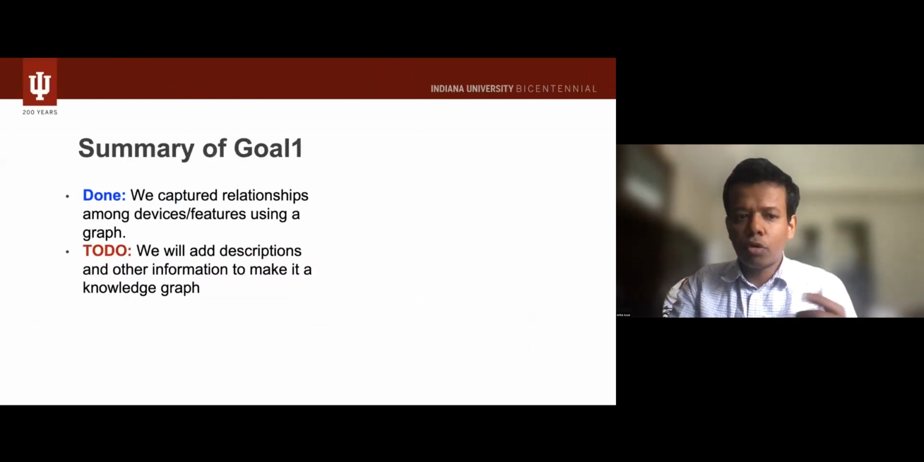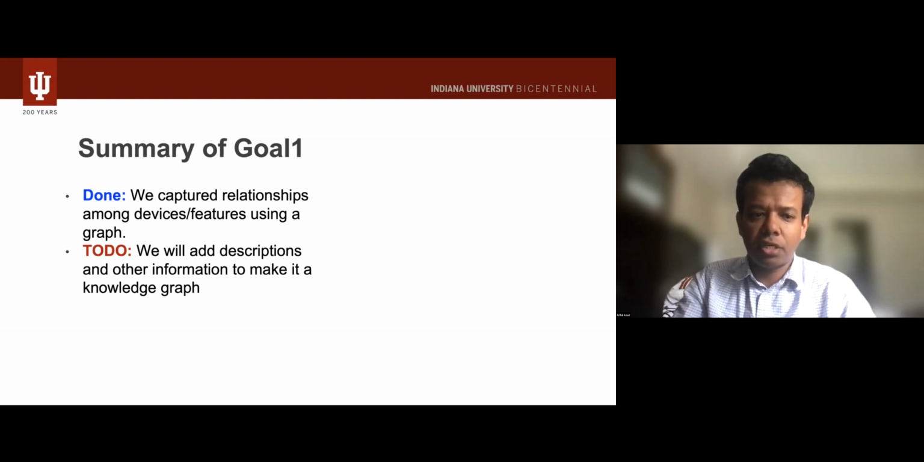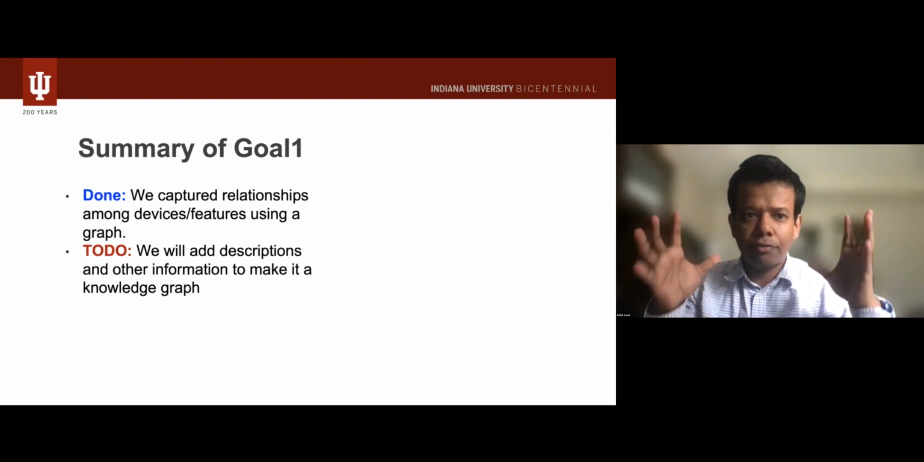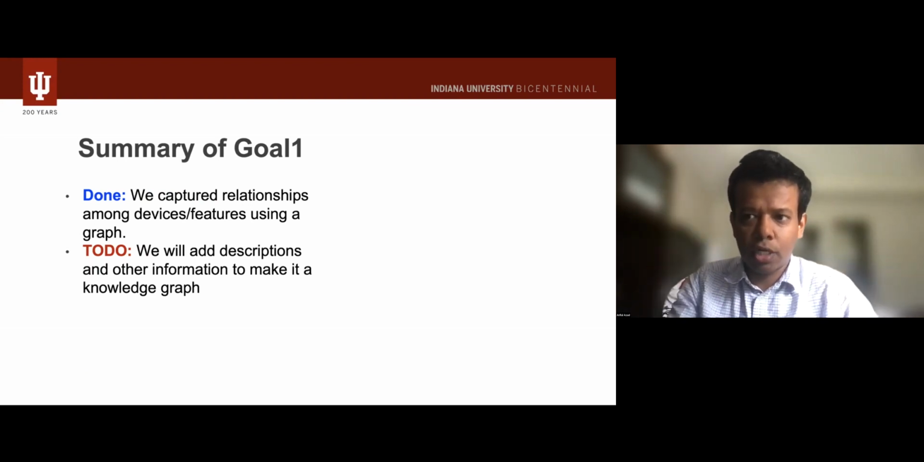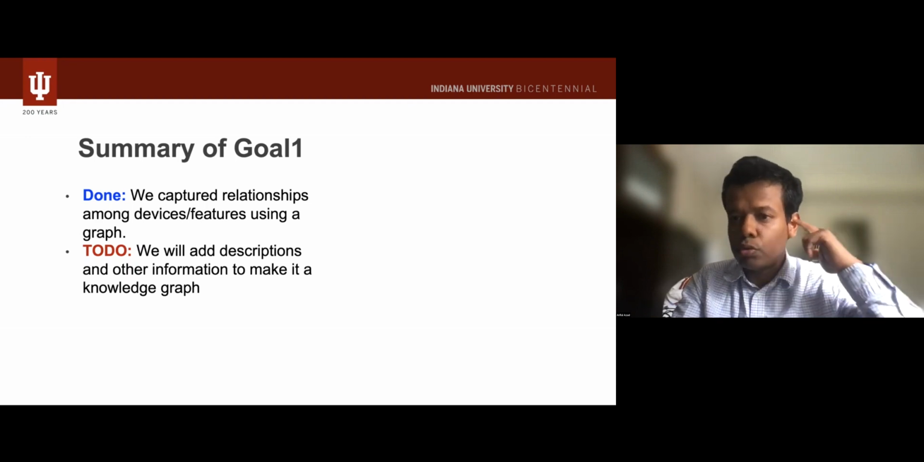So the summary of goal 1 is what we have done so far. We have captured relationships among devices and features using a graph, and that is only from one data set or data source that we have at this moment. We will add descriptions and features of those different entities and relationships to convert this into a comprehensive knowledge graph. That is our next step that we will do in the future.